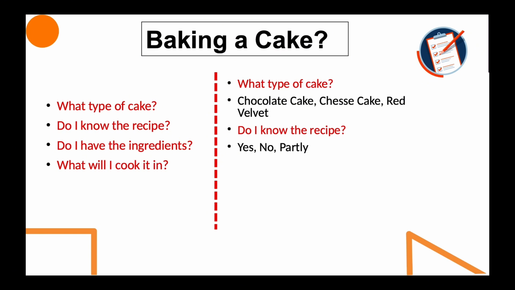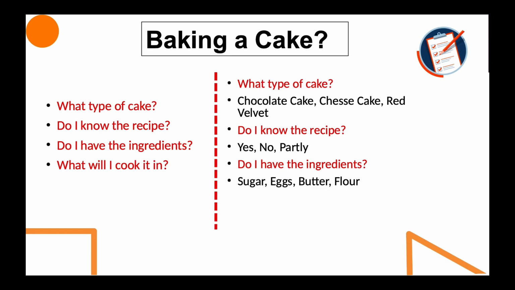Or sometimes I may not even have the recipe. Then I have to go and search for the recipe. Or maybe I may have it partly. I may know some parts of the recipe, but not all. Then that one too, I have to go and look for it. Then my next question is, do I have the ingredients? So yes or no, I have it.